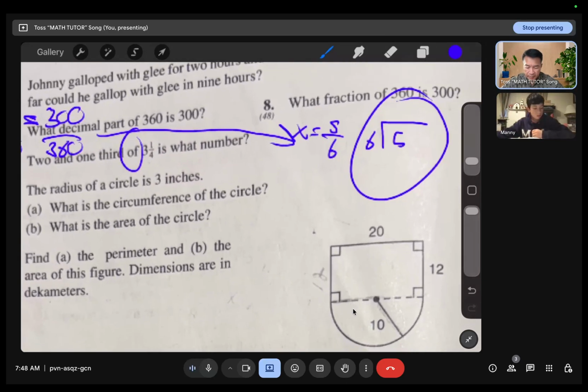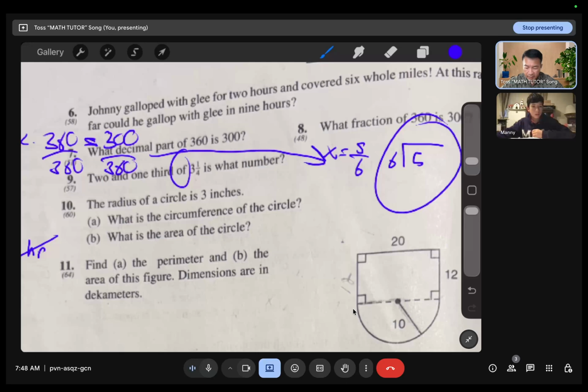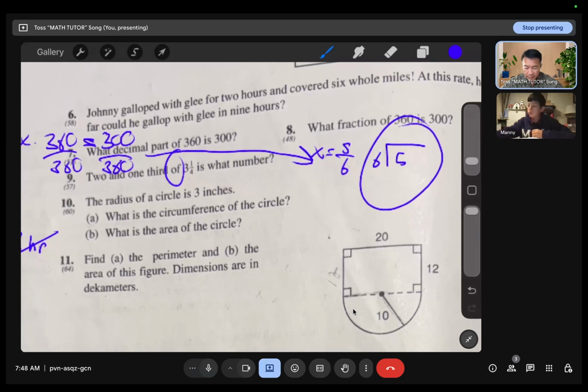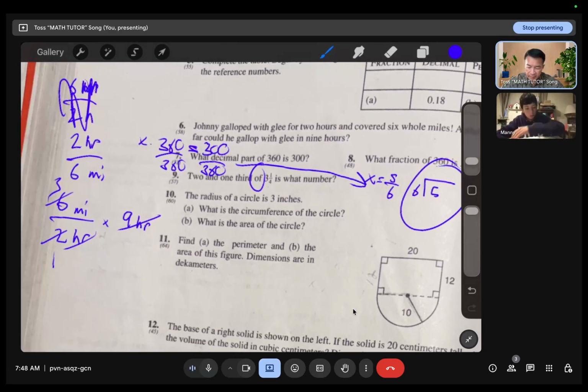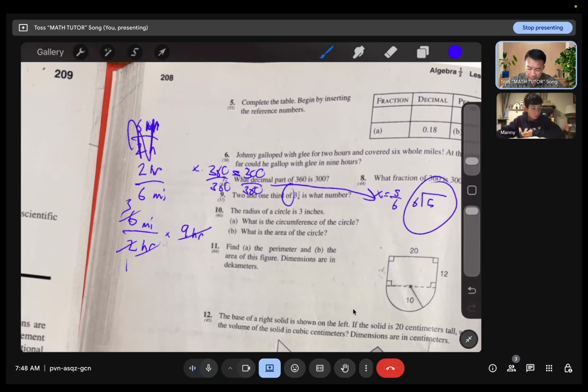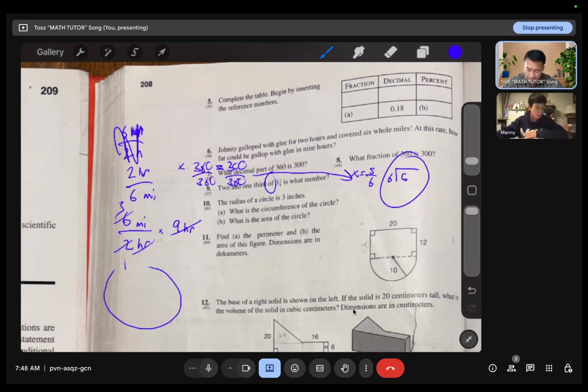Number 10. You have the illustration. No, that's not it. The radius of a circle is 3 inches. What is the circumference? I recommend you draw it, and I think you know how to go from there. My number 10 is here, okay? You don't have to draw it. If you want to see the visual, you can. Okay, what is the circumference?